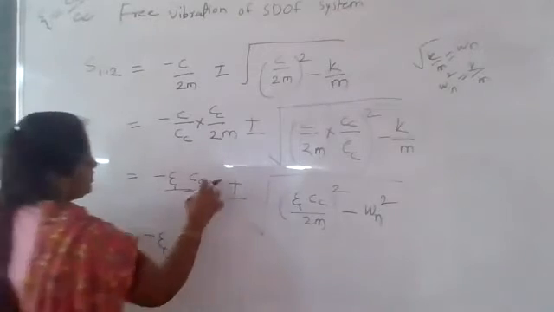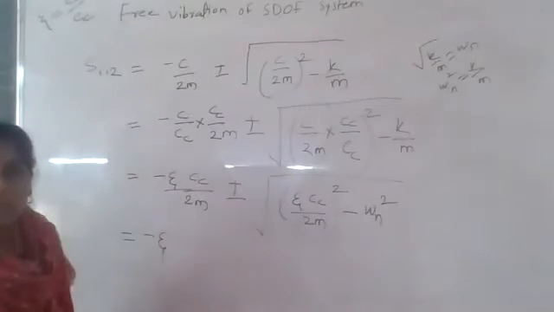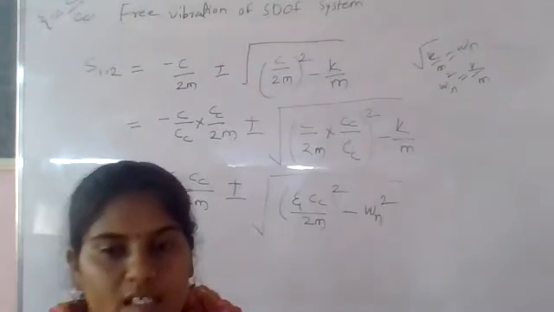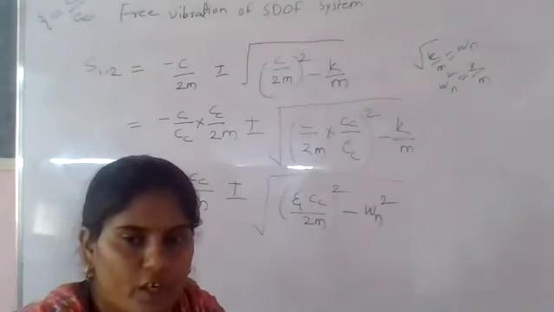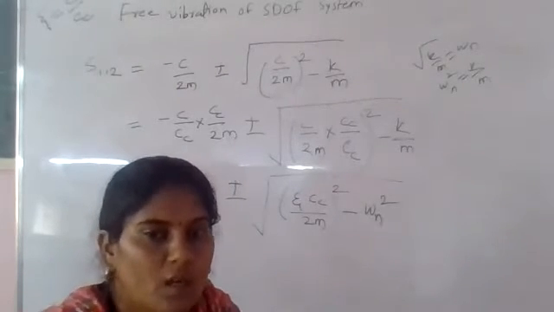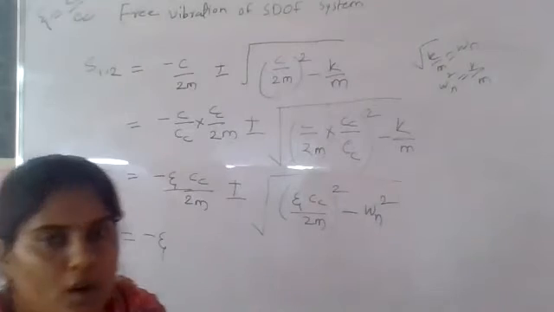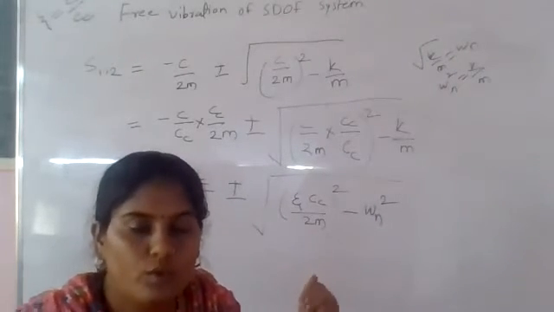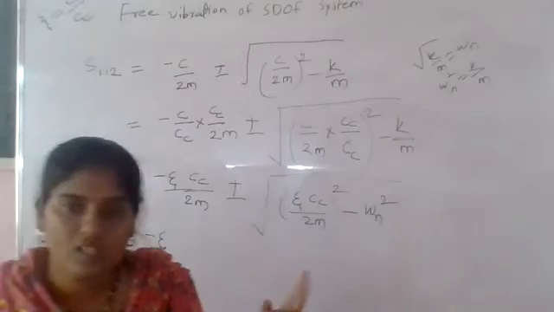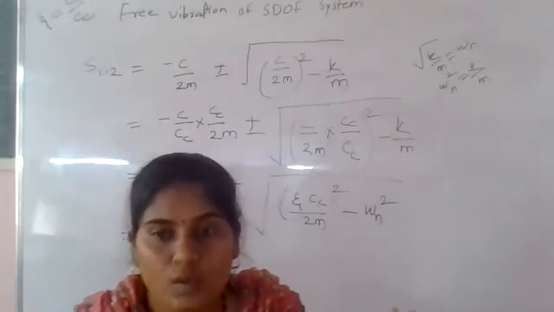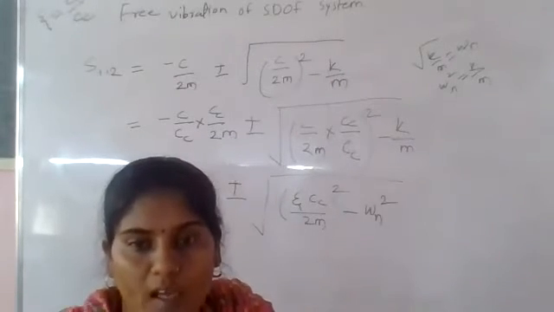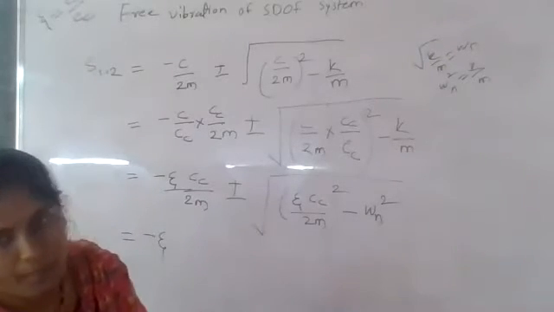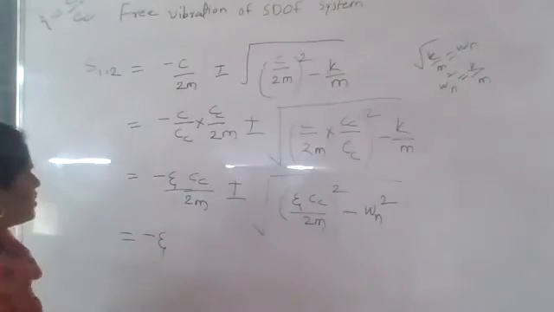Zeta into Cc for the resolution. Already we know the Cc value: Cc is equal to twice M omega n. That is the first formula, and the second formula is 2 into root of Km. Earlier, about 5-10 minutes ago, we saw these two formulas. One is Cc equal to twice M omega n, and the second is Cc equal to 2 into root of Km. So we can resolve this equation here.